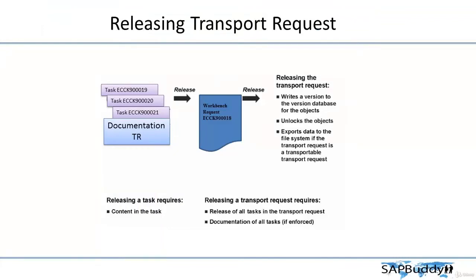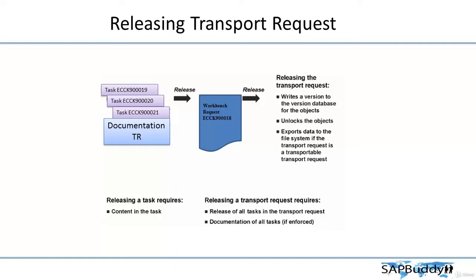Now let's see the releasing of transport request. As we know, after the development task is completed, the transport request is released so that it can be transported to other systems. When you are releasing a transport request, you also need the necessary authorization. That's what we have seen before. When you are releasing a transport request, all tasks should be released and also should be documented.